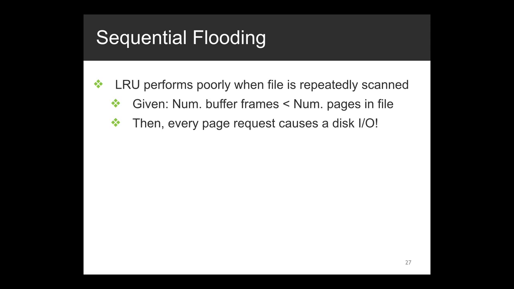And there's this problem called sequential flooding that explains why it's a poor fit. For example, if the number of buffer frames is less than the number of pages in a file, that means the file is basically a relation. The relation is so large that it cannot fit into memory. Then every page request costs a disk I/O.